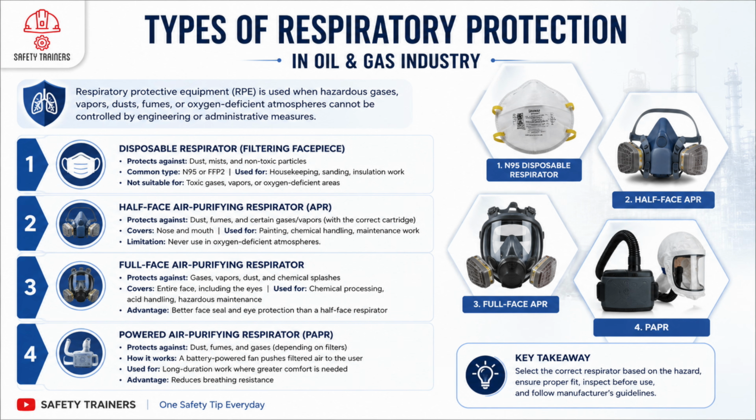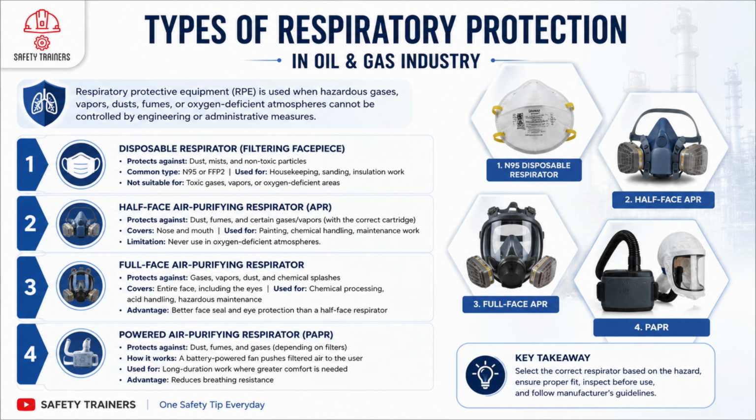The third type is the full-face air purifying respirator. It protects the nose, mouth, eyes, and entire face. It provides a better face seal, better protection, and eye protection from chemical splash. Commonly used in chemical plants during acid handling, various maintenance activities, and in the laboratory. The main advantages are a high protection factor, improved visibility, and better sealing. Remember one thing, it cannot be used in an oxygen deficient atmosphere.